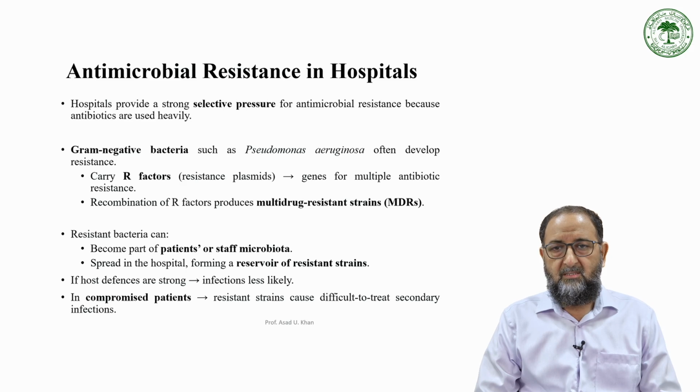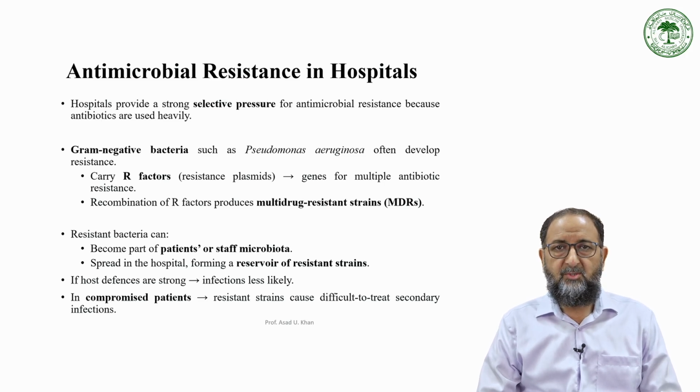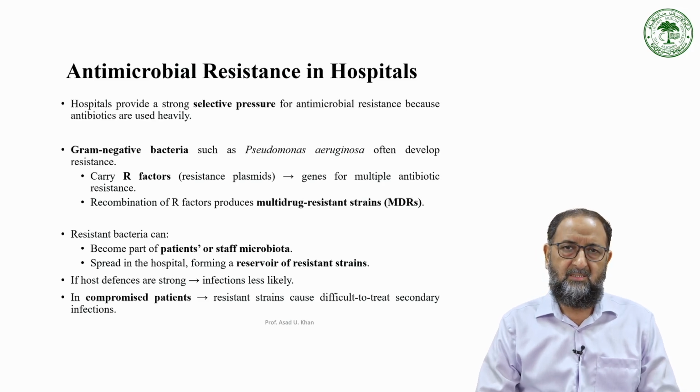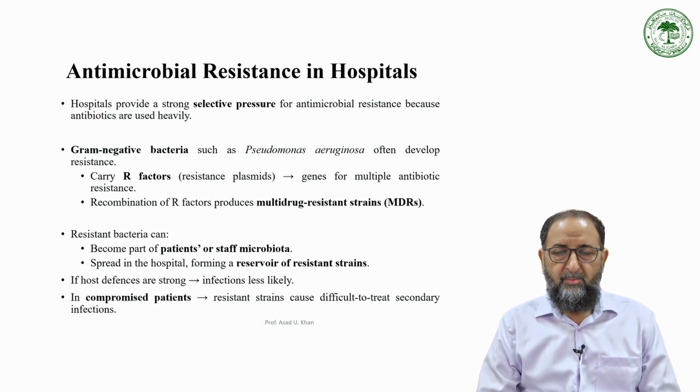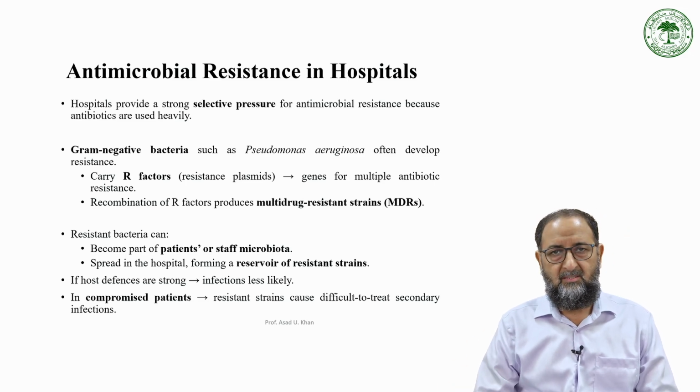Gram-negative bacteria such as Pseudomonas, Klebsiella, E. coli are often resistant to very many antibiotics, and they carry R factors, what we call resistance plasmids. These resistance plasmids carry the genes responsible for resistance against each group or class of antibiotics. Sometimes they may have multiple antibiotic resistance. Recombination of R factors produces multiple drug resistant strains. If a number of genes from different categories are combined on the R factors or plasmid, the genes may also be recombined into the genomic DNA to become part of the bacterial genome, like in Pseudomonas, where many antibiotic resistance genes are present within the genome.